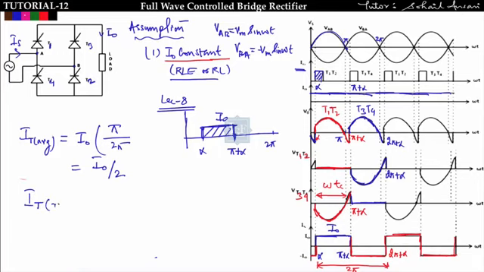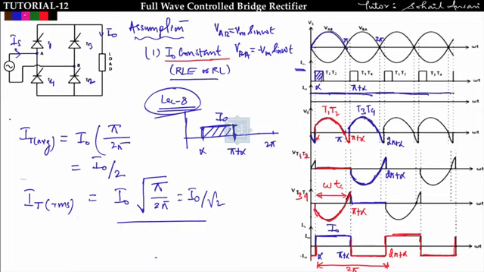Similarly, we can find the thyristor RMS current, which is nothing but the maximum current into the square root of the conduction angle over the time period. It is conducting for pi and the time period is 2 pi. So IT RMS is I naught upon root 2. Okay, this is the third point.